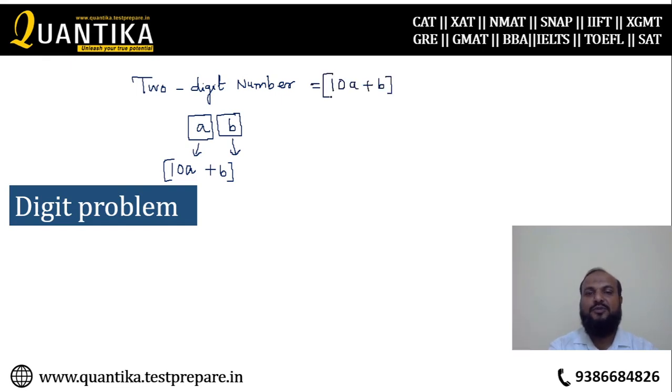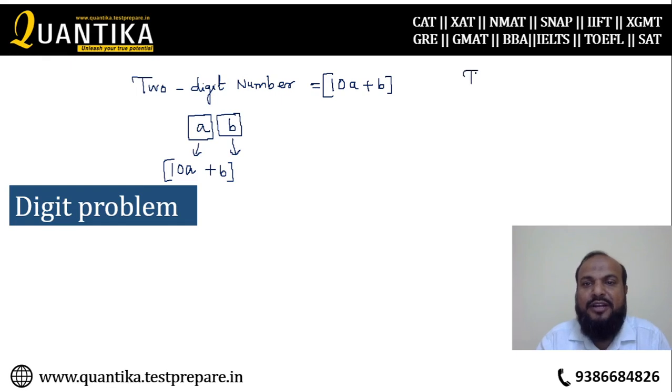Once a student asked me, sir, how to understand when to assume a number as X and when to assume a number as 10A plus B. I specifically answered that if they are emphasizing a lot on the digits, you understand that it is a digit problem. So in that case, you have to assume 10A plus B for a 2-digit number.